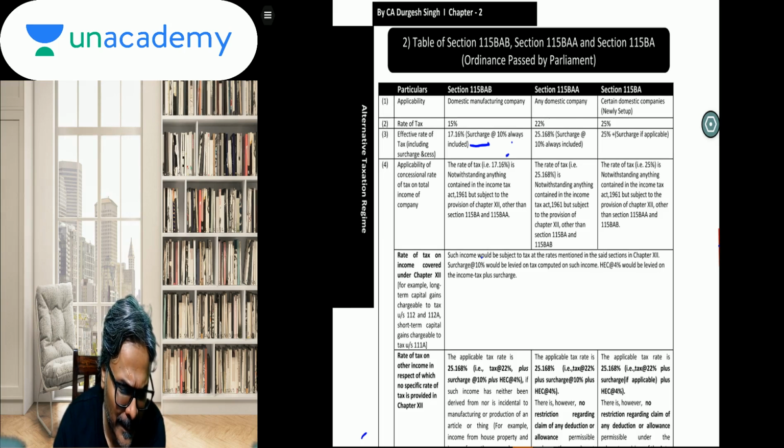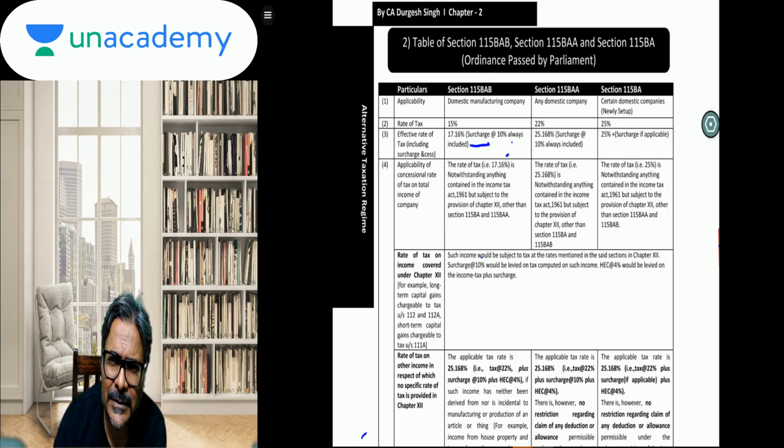Let's get started. Point number 1, applicability only to a domestic company, students. So therefore, for a foreign company, the alternate tax regime will not apply. Students, a doubt that may come in the mind is whether this alternate tax regime will be applicable to a non-resident. This is a doubt that may come into the mind.